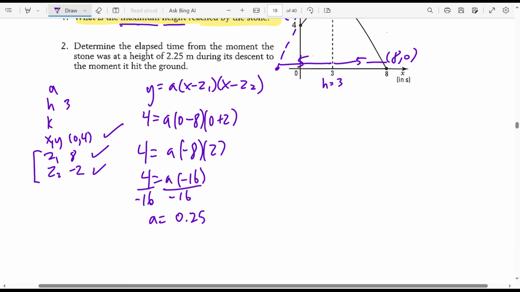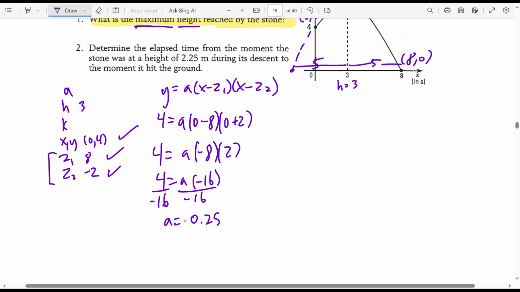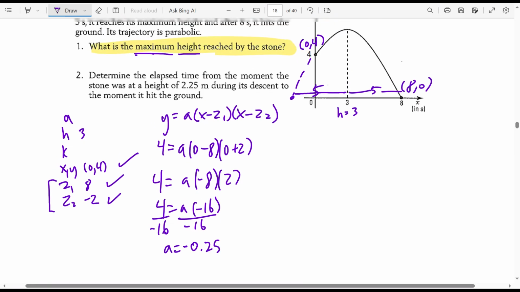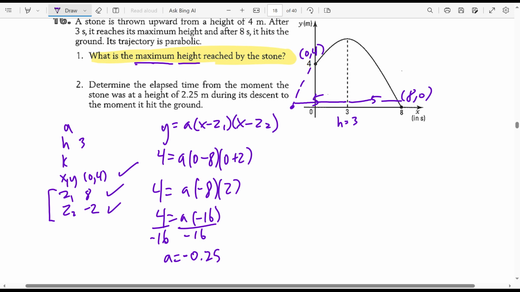It was a fraction, so I divided both sides by negative 16, which means this should be a negative 0.25. Why is that important? If I look at this diagram, this is a parabola that's facing downward. My A has to be negative.